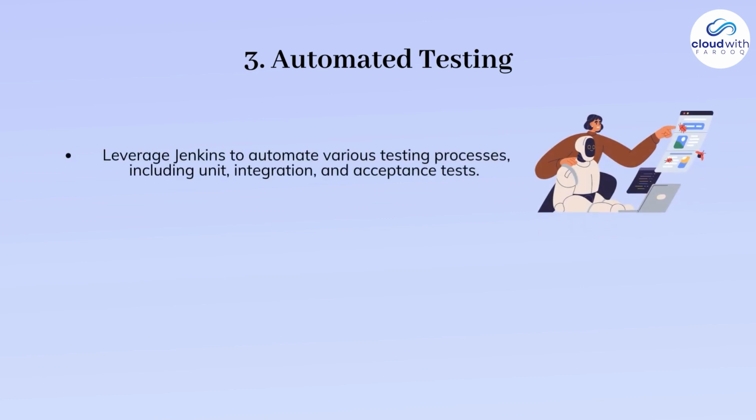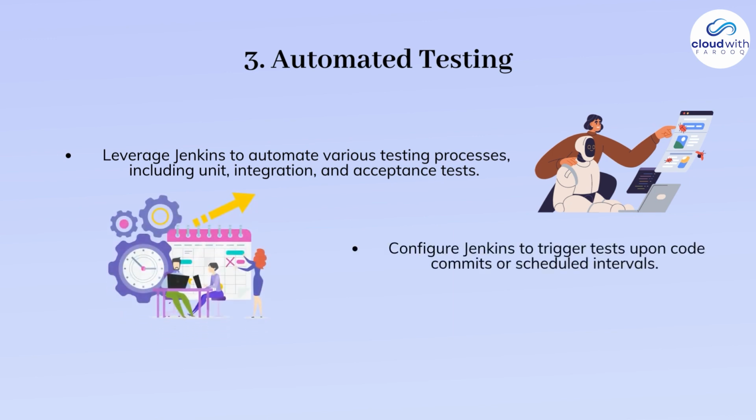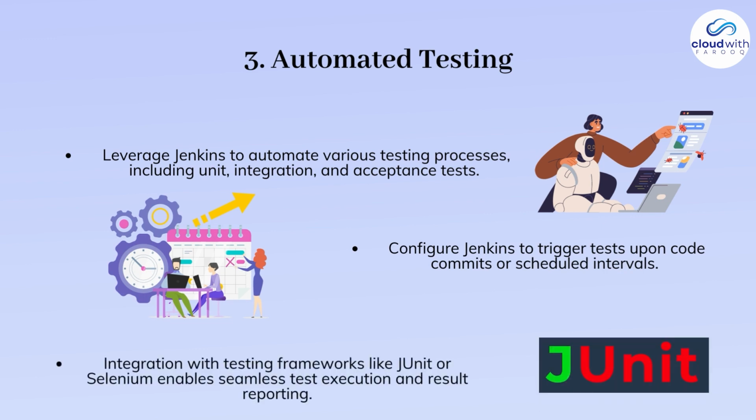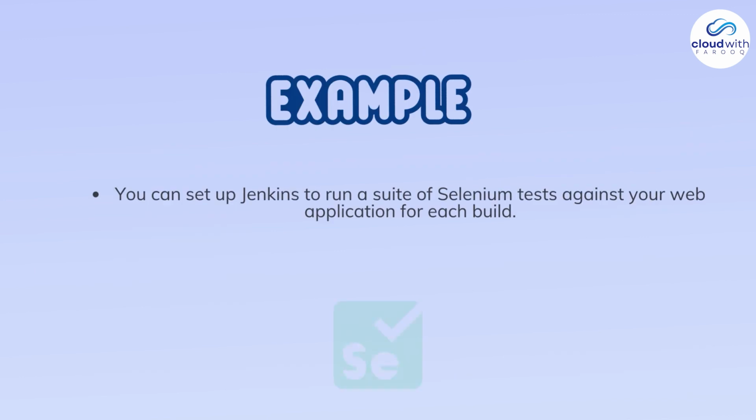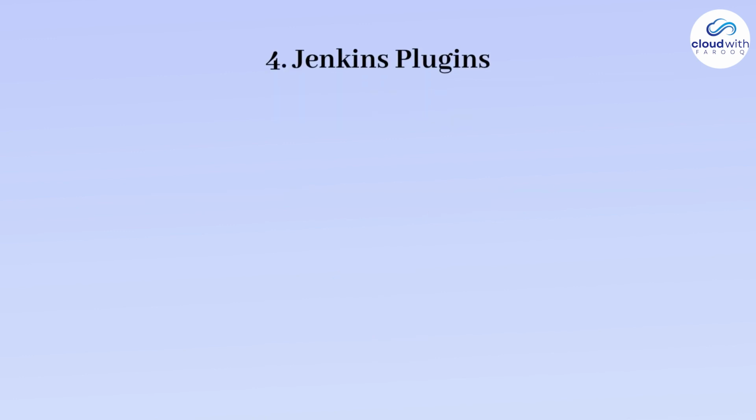Number 3. Automated testing. Leverage Jenkins to automate various testing processes, including unit tests, integration tests, and acceptance tests. Configure Jenkins to trigger tests upon code commits or scheduled intervals. Integration with testing frameworks like JUnit or Selenium enables seamless test execution and result reporting. For example, you can set up Jenkins to run a suite of Selenium tests against your web application for each build.